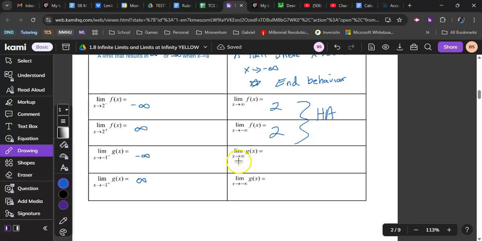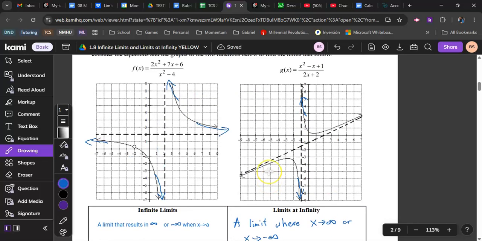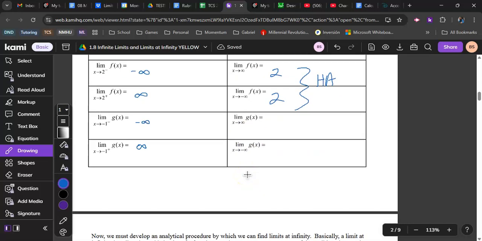So here, because we're approaching it like to the right end behavior and then left, the right end behavior is infinity, and the left end behavior is negative infinity. It's going to take longer to get there, but it's going to get there, right? Like this is slowly going down, okay? So we get to infinity and negative infinity.